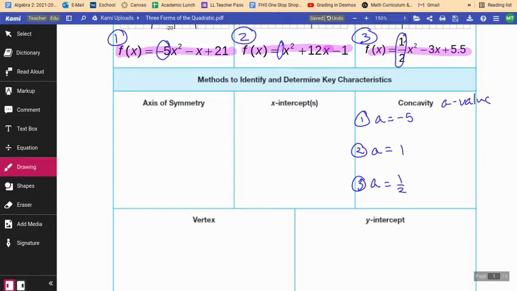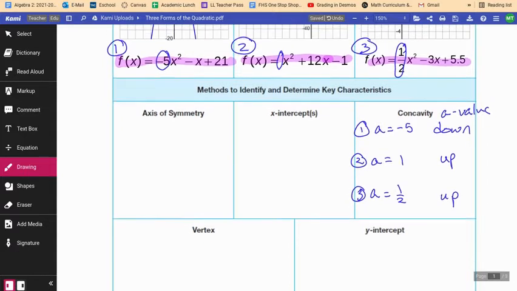If the a value is positive, then it should open up. So here for number 2 and 3, both of those values are positive. So both of these parabolas should open up. Since number 1 is negative, so it's a -5, then that means it's going to open down. So we check that, right?